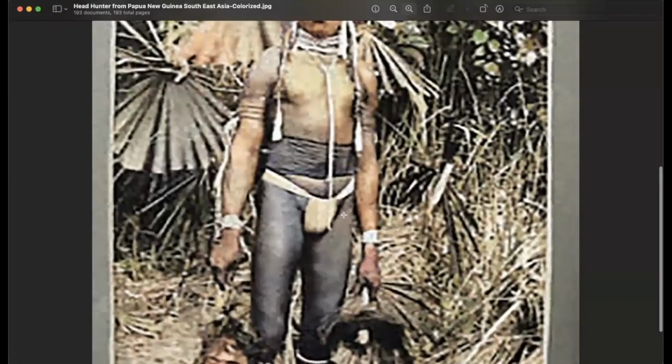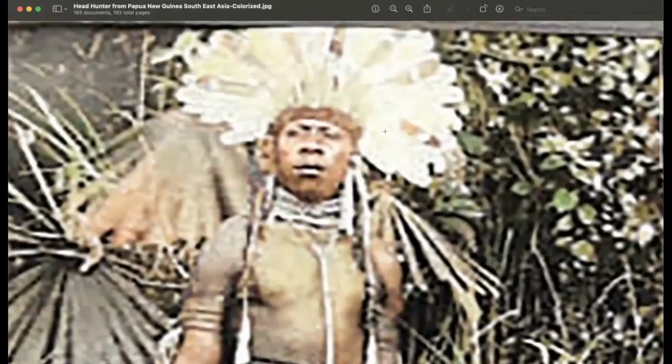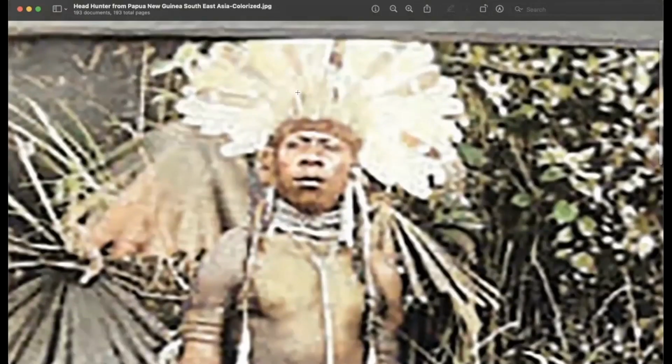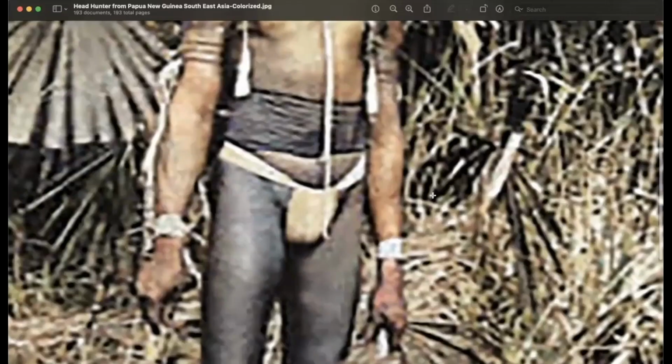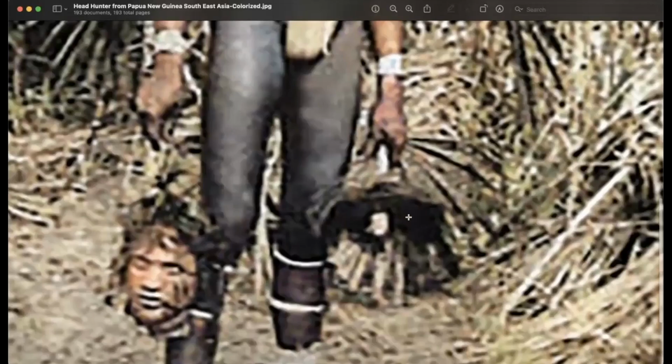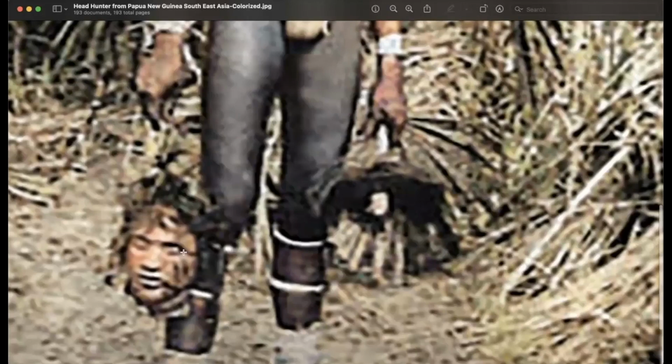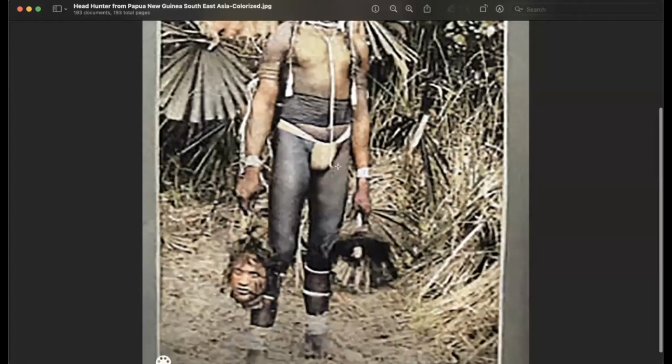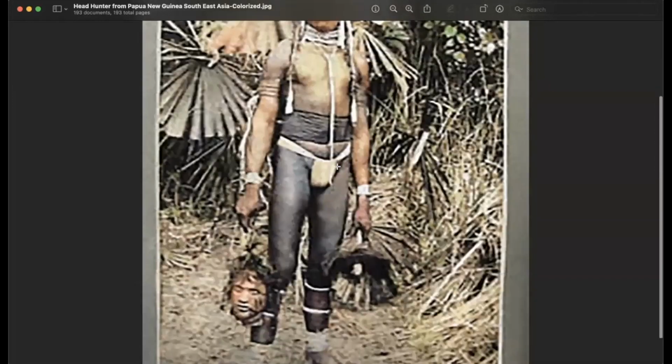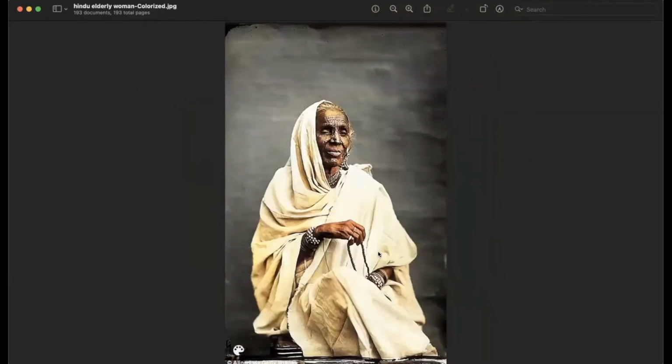Let's zoom in a little bit, right? This is what he looks like. Look at the feathered crown, right? And then look what he's carrying here. It looks like he has an actual head. An actual head. Look at that. A headhunter from Papua New Guinea. Could that be a real head? Most likely.